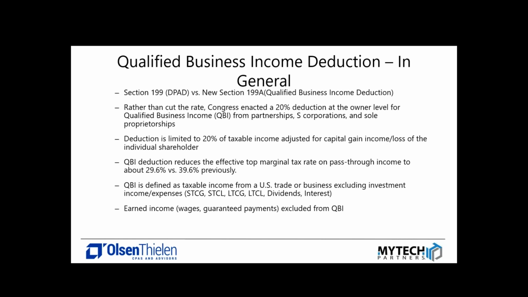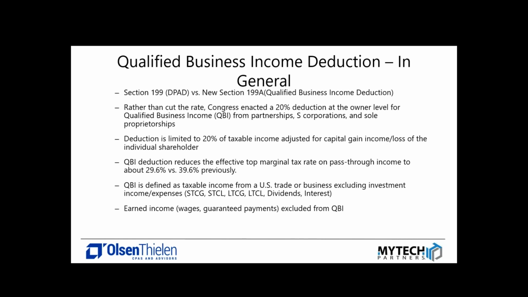This is a deduction at the individual shareholder or partner level, and what it does is it effectively reduces the highest rate on qualified business income. In 2017 it was 39.6%, whereas if you get full benefit for this deduction in 2018, your highest marginal rate on qualified business income is now only going to be 29.6%. So that's a big rate cut on those types of items.